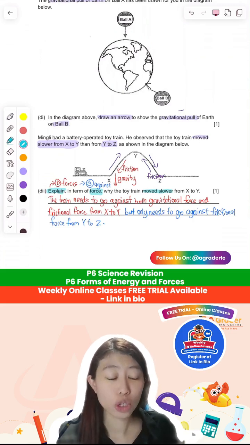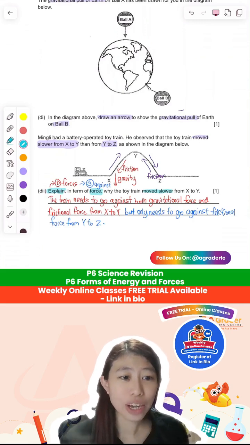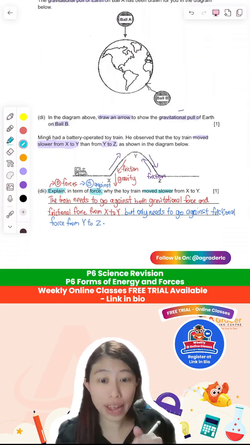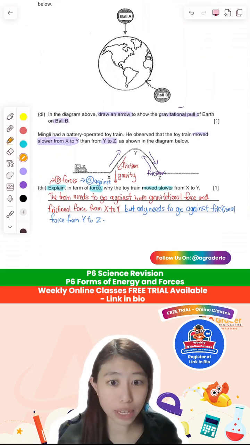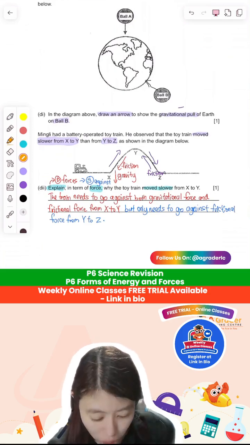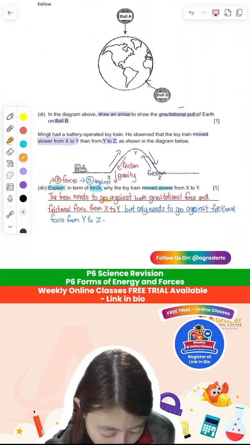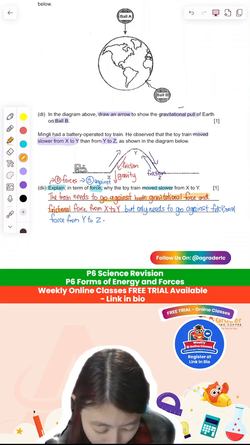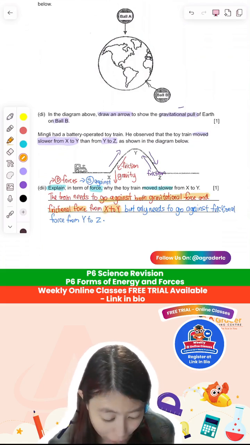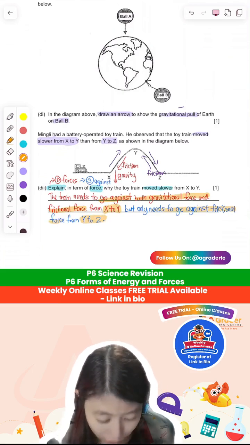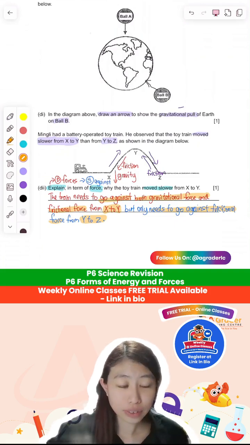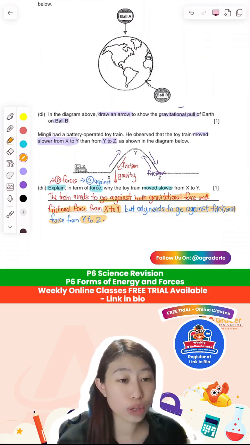Okay, so the teacher says it's better not to. Some say yes, right? Some say no entirely. Don't worry. That's why I use "go against" here. But you all accept "go against", right? Most of you. Okay, so for this, the train needs to go against both gravitational force and frictional force from X to Y, but only needs to go against frictional force from Y to Z. So you go against.